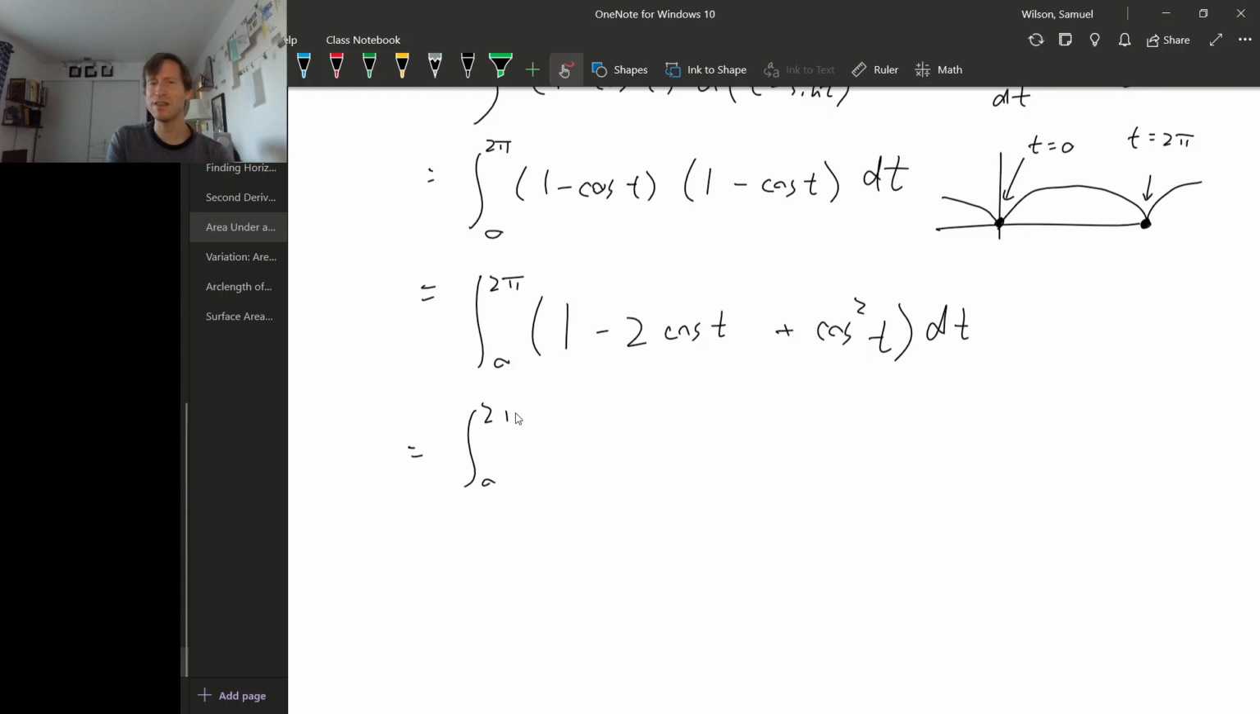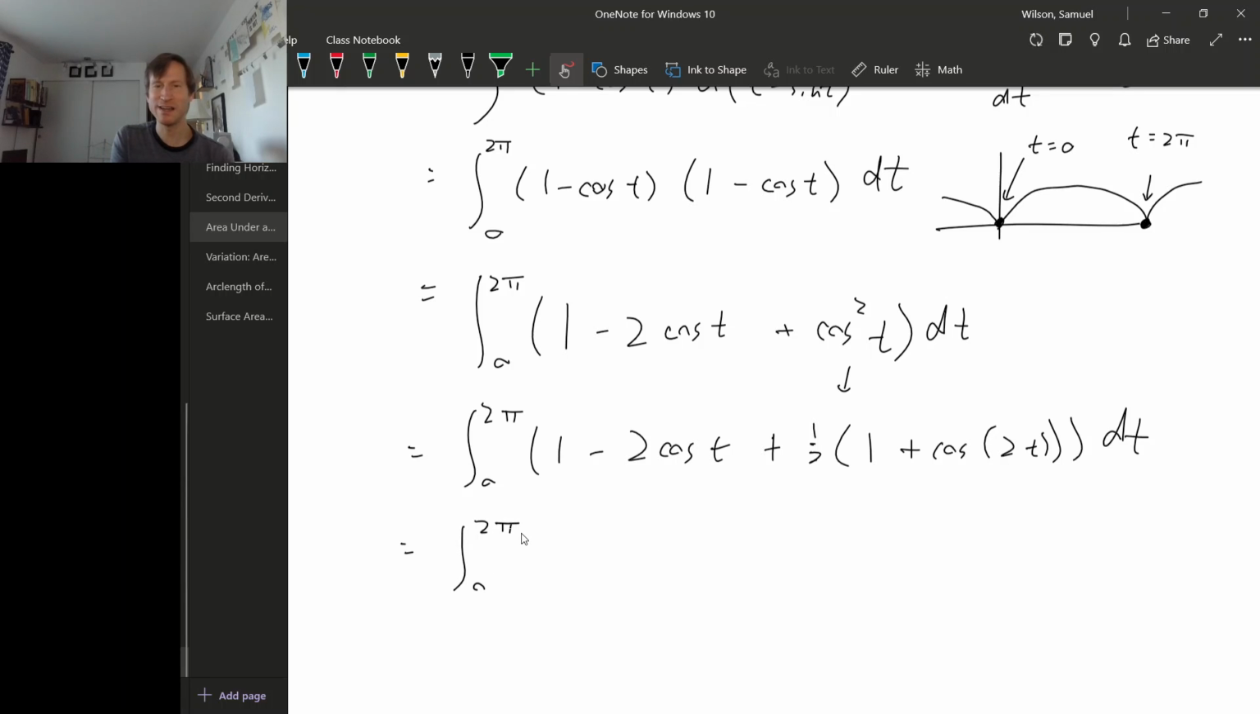And then to integrate the cosine squared part, we need to use a trig identity. We can use a double angle identity. So cosine squared is 1/2 times (1 plus cosine 2t), dt. So integral from 0 to 2 pi. So here we have 1 plus 1/2, so that's 3/2, minus 2 cosine t plus 1/2 cosine 2t.